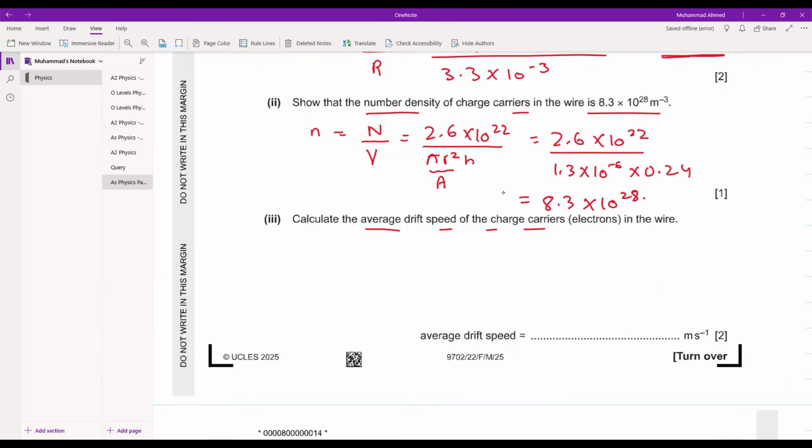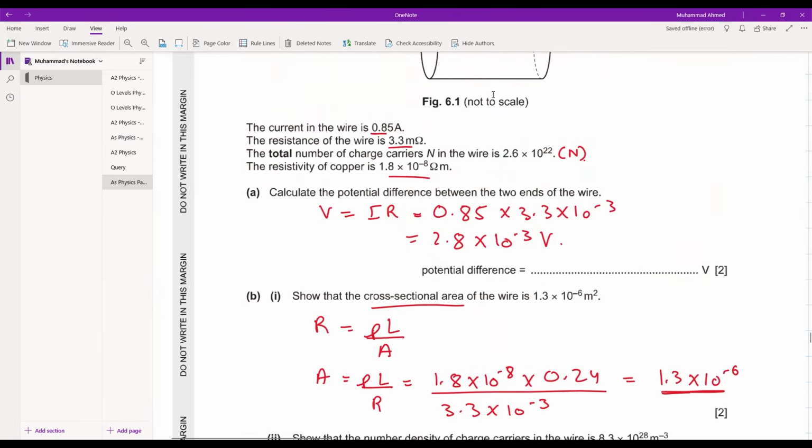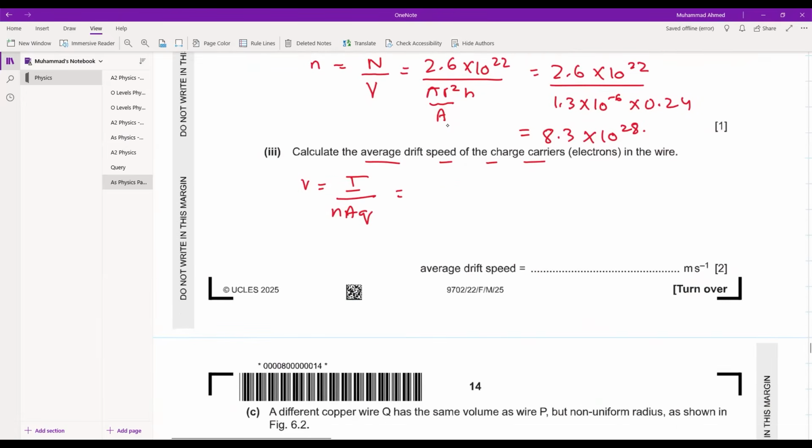Calculate the average drift speed of the charge carriers. Drift velocity or drift speed is equal to current divided by nAq. What was the current? Yes, genius, it is 0.85 ampere. What is the number density of charge carriers? 8.3 into 10 raised to the power of 28. What is the area?